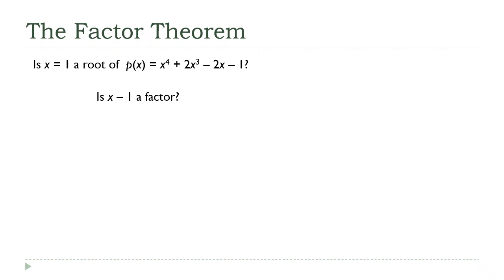All right, and answering this question is as simple as calculating p of 1. Right, p of 1 is equal to 1 to the 4th plus 2 times 1 cubed minus 2 times 1 minus 1. And if you get out your calculator or just do it real quick in your head, that does equal 0. And according to the factor theorem, if p of 1 equals 0, then x minus 1 is a factor. And again, working backwards, that means x equals 1 is a root.